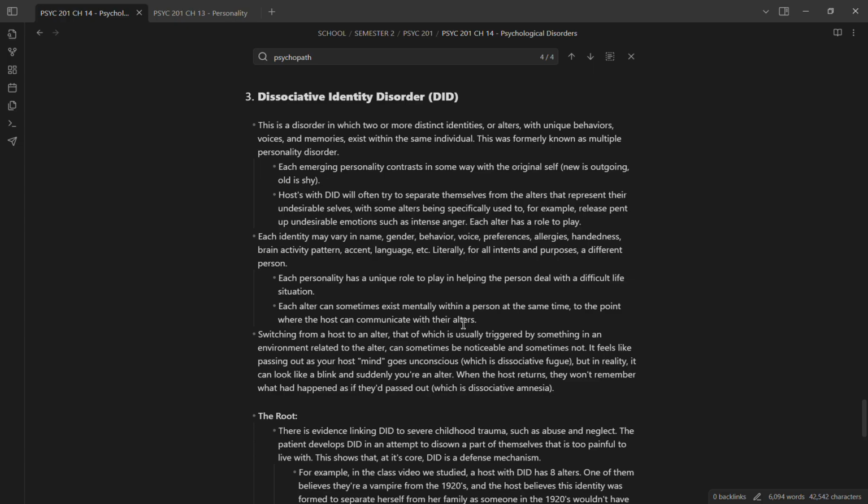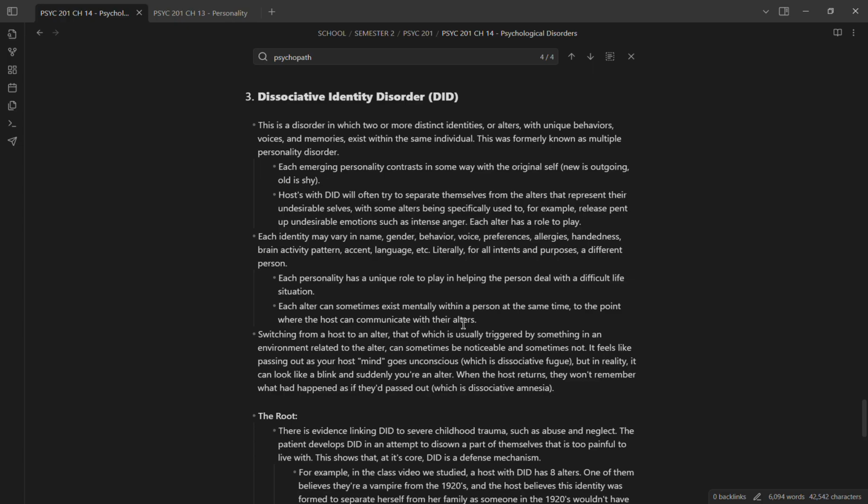The hosts with DID will often try to separate themselves from the alters that represent their undesirable selves, right? We talked about that with personality. With some alters being specifically used to, for example, release pent-up undesirable emotions such as intense anger. We talked about that idea too in psychic energy, right? And the id coming out. Each alter essentially has a role to play.